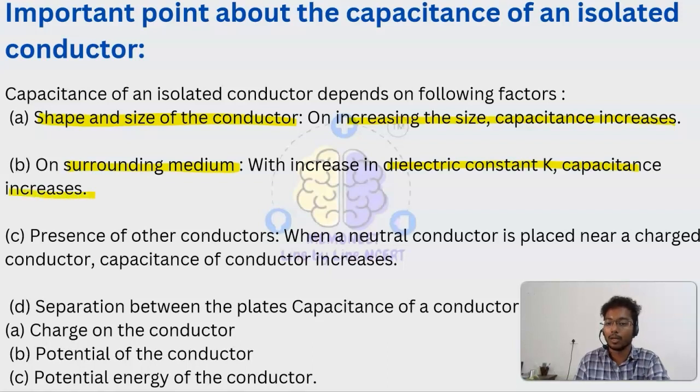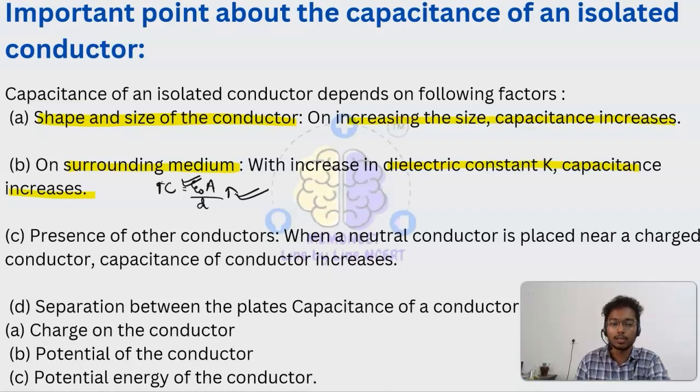We will read later on, because we have the formula C is equal to epsilon naught A upon D. This is for the parallel plate capacitor, and when the dielectric changes, that is epsilon naught changes, then as it increases, the capacitance will also increase. So these conditions we will read out, no tension.